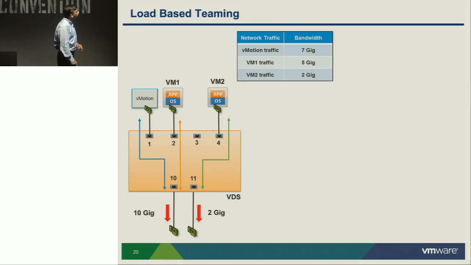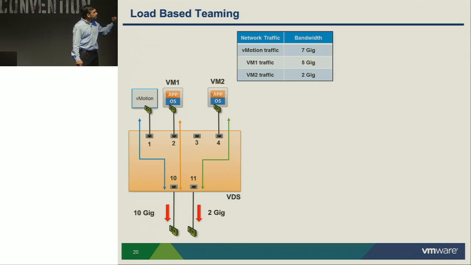We're going to take an example with three different traffic types: vMotion traffic, virtual machine 1, and virtual machine 2. Based on the normal hashing algorithm, which is the port ID hash, vMotion is going through physical NIC number 1 on the left, and the virtual machine 1 traffic is also going on that. Combined, that is 12 gigs of traffic, 7 plus 5, but you have only 10 gig available. But virtual machine 2, going on physical NIC number 2, has only 2 gig of traffic flowing through that physical NIC.